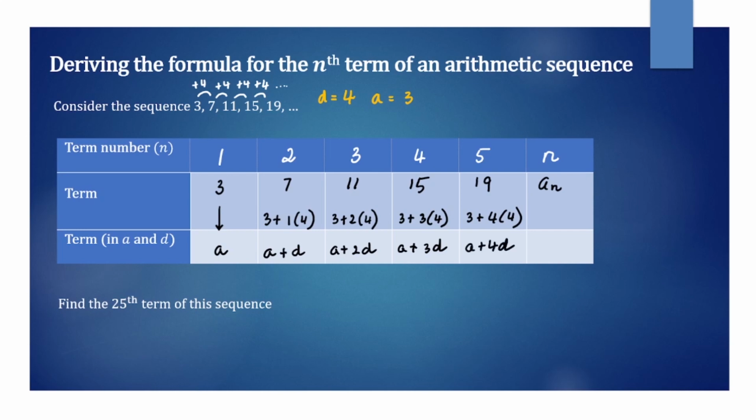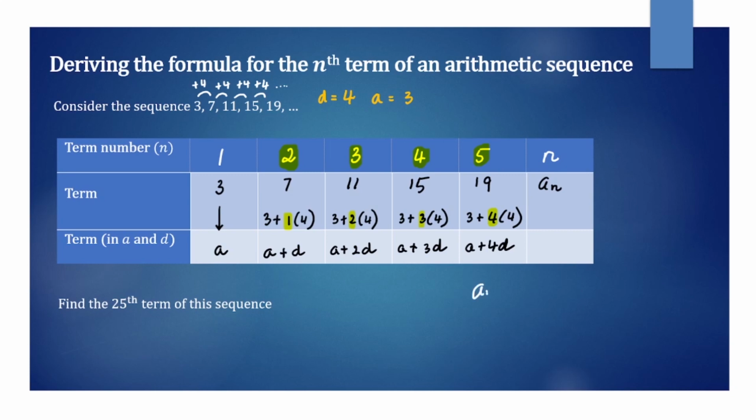What we try to observe now is the term number here, which is 2, and the multiplier for d here is 1. This is 3, this is 2, this is 4, this is 3, this is 5, this is 4. We see that in each case, this value, 4, is 1 less than the value of n. At this stage, we can write down the formula for the nth term of the sequence.